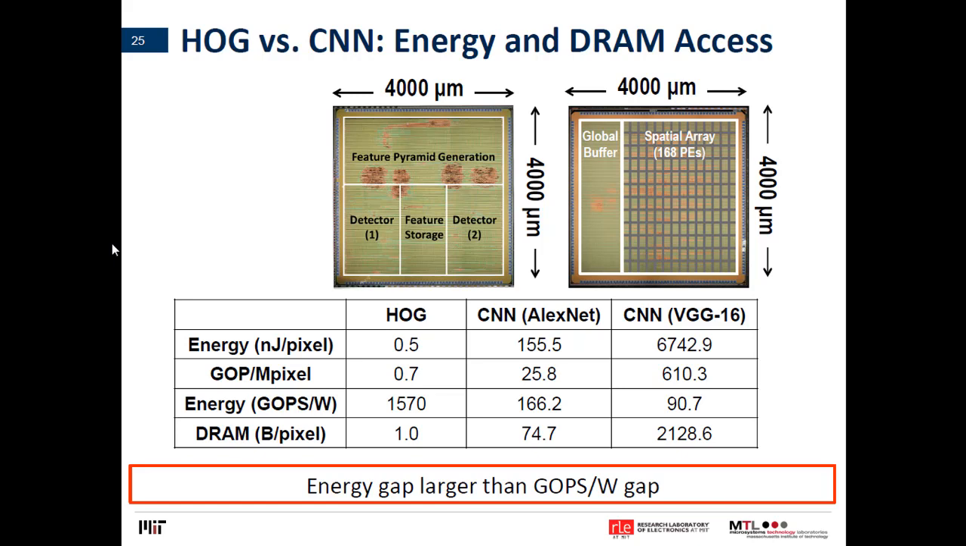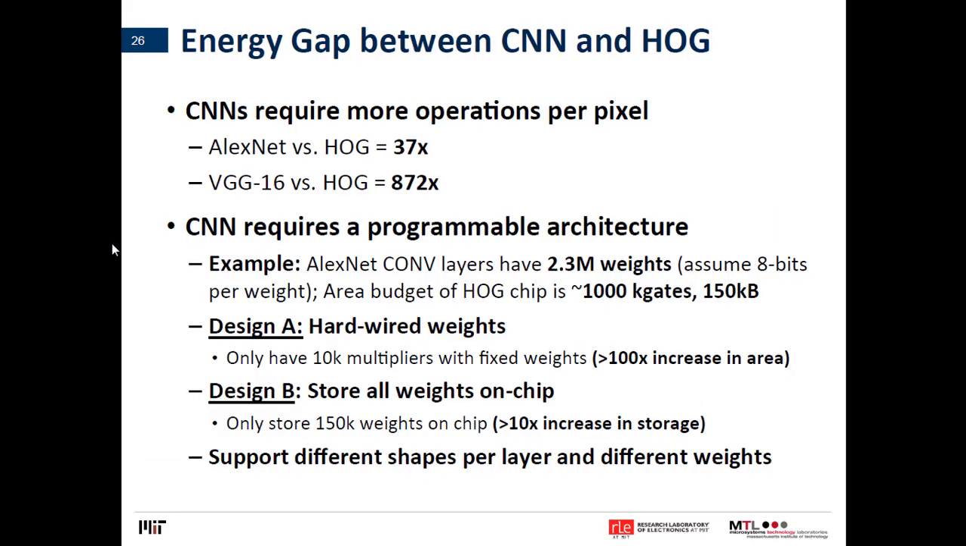Another side mention, this is slightly less related, but if we look at DRAM access going off chip, we can also see it's ridiculous in terms of how many bytes you have to read per pixel for both VGG and AlexNet. So the main point I have here is that there's a significant energy gap, and the GOPS don't explain it. So where does this actually come from?